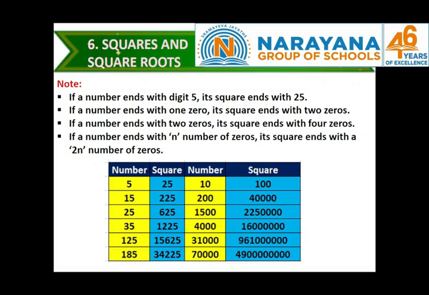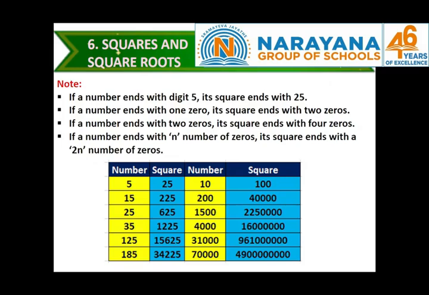125 square is 15,625. 185 square is 34,225. So, if a number ends with the digit 5, its square number's last two digits are 25.